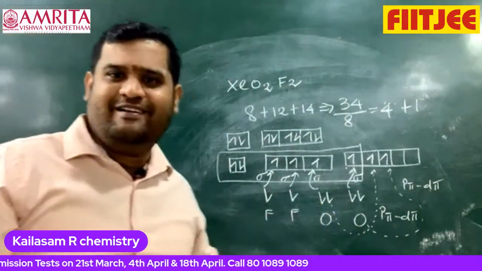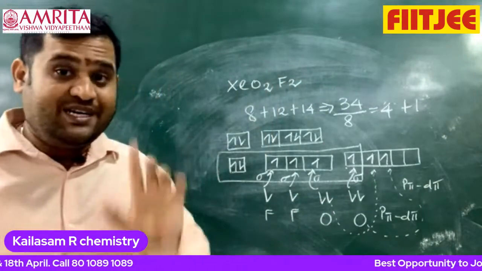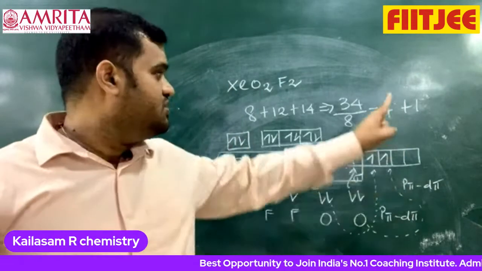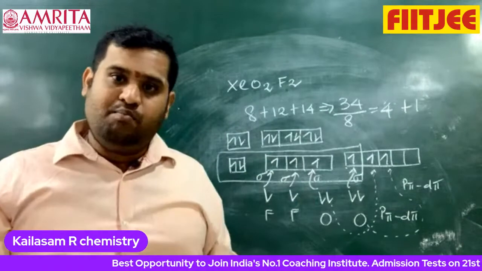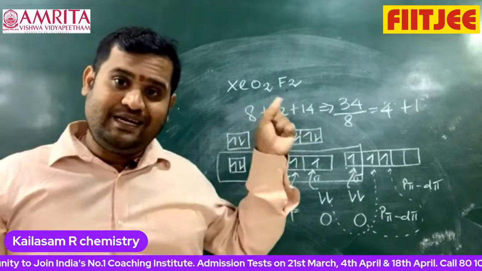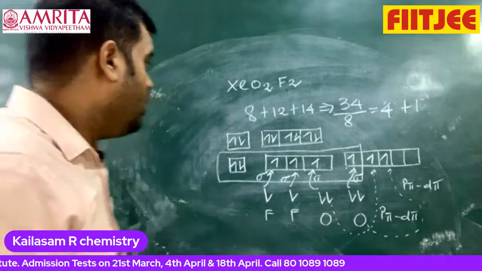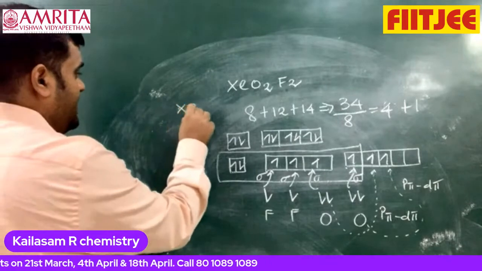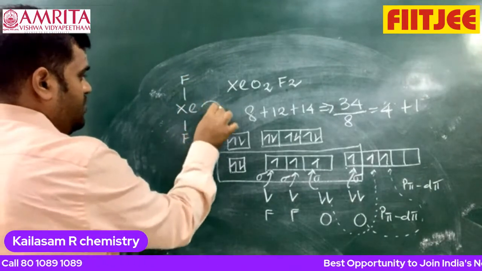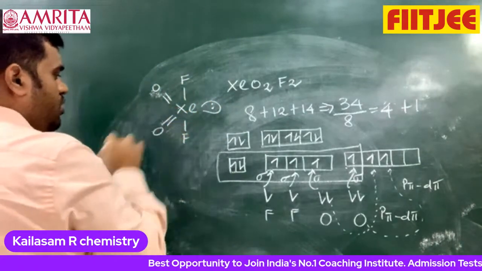Now in XeO2F2, how many lone pairs are present on the central atom? Only 1. But if they are asking the total number of lone pairs present on the entire molecule of XeO2F2, think about it. You should draw it like this: Xe, with F here, F here, a lone pair, double bond O, double bond O.